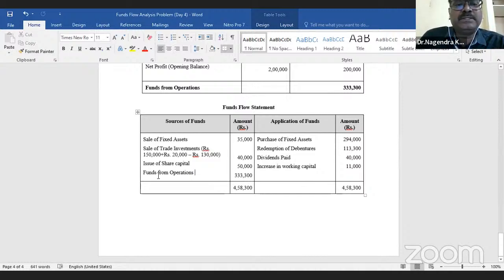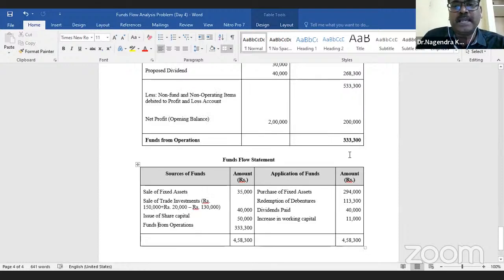In addition to this, we got funds from operation that we calculated earlier. This is also actual cash profit that we derived during the year. This amount also shows the various forms of cash that was generated in the form of sources. And how did we utilize it? We purchased 2,94,000 rupees worth of fixed assets during the year.